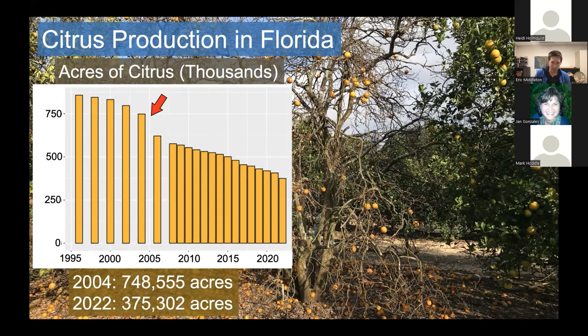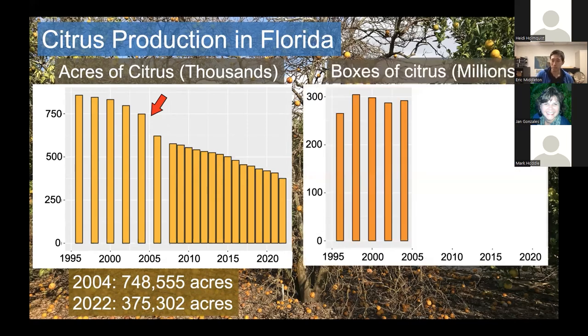So that's a pretty serious situation, but it's not the full scale of the picture because you can still have trees that are technically acres of citrus that are technically growing fruit, but that are infected with HLB and therefore are far less productive, far less healthy trees. So a better way of looking at this perhaps is boxes of citrus, how much production is actually taking place. So for context, one box of citrus is approximately 90 pounds of oranges. On the y-axis, we have boxes of citrus in the millions. X-axis is still the date.